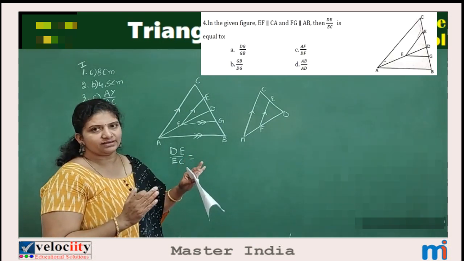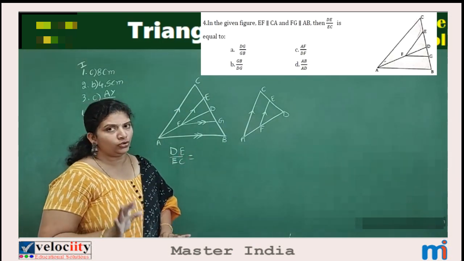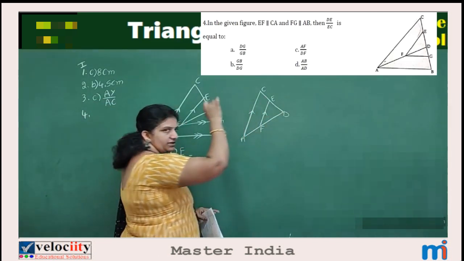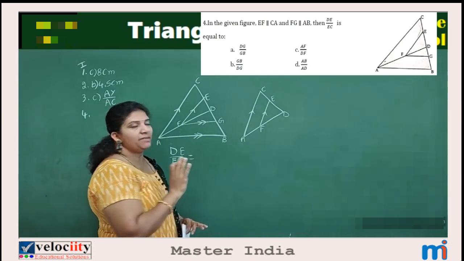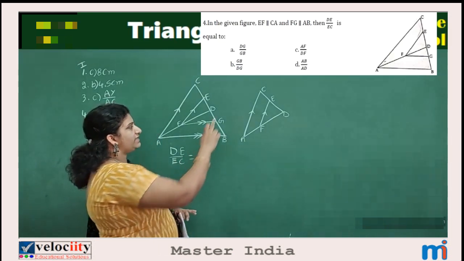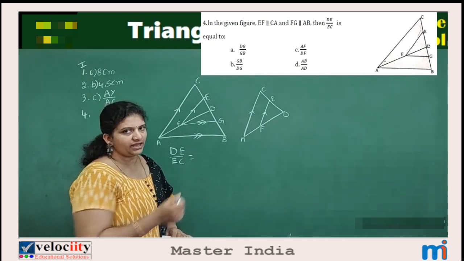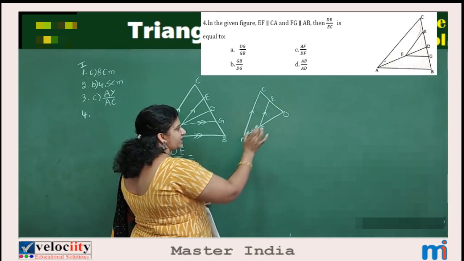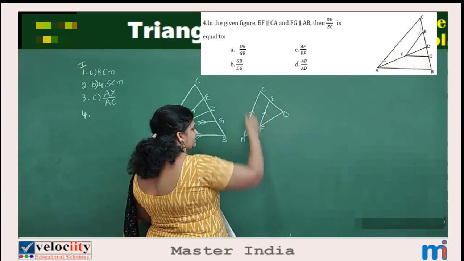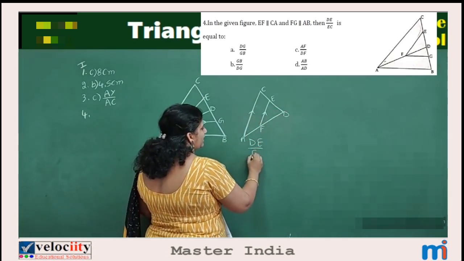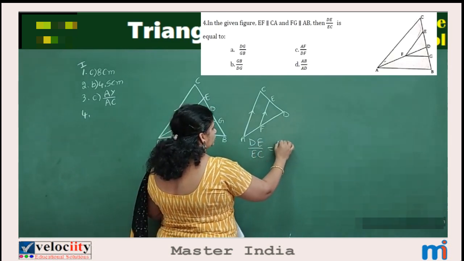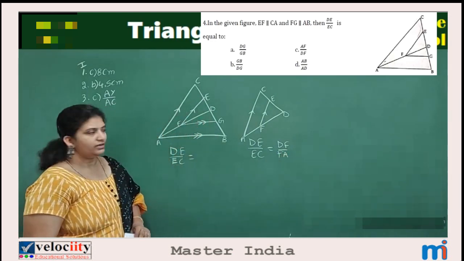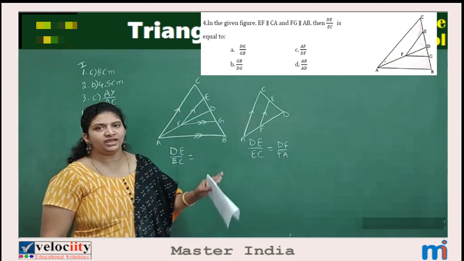Always with these types of triangles, see the vertex first, then you won't go wrong. If EF is parallel to CA, D is the vertex, right? Apply BPT. If these 2 are parallel, then the ratios are in proportion by basic proportionality theorem. Now write the ratios carefully, starting from D: DE by EC is equal to DF by FA.